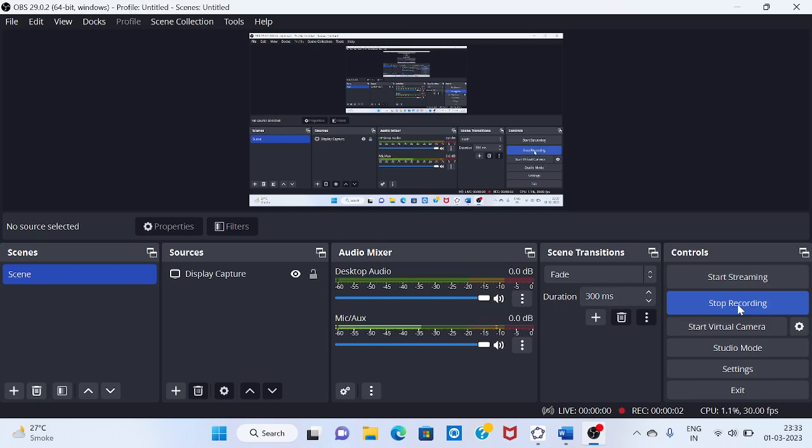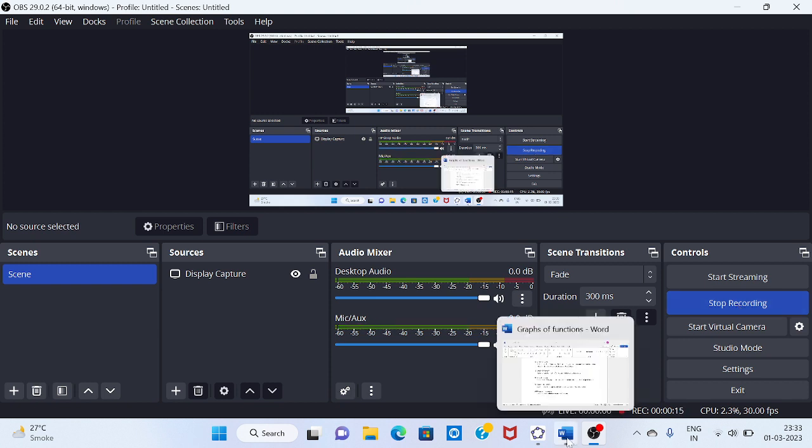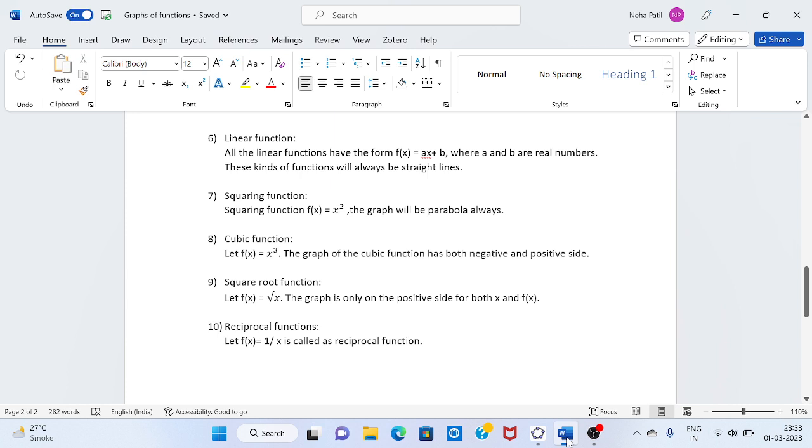Hello students, let's continue with the graphs of some basic mathematical functions. In the last session, we have seen the 5 basic functions and their graphs. In today's session, we will see 5 more of them. The first we have is a linear function.